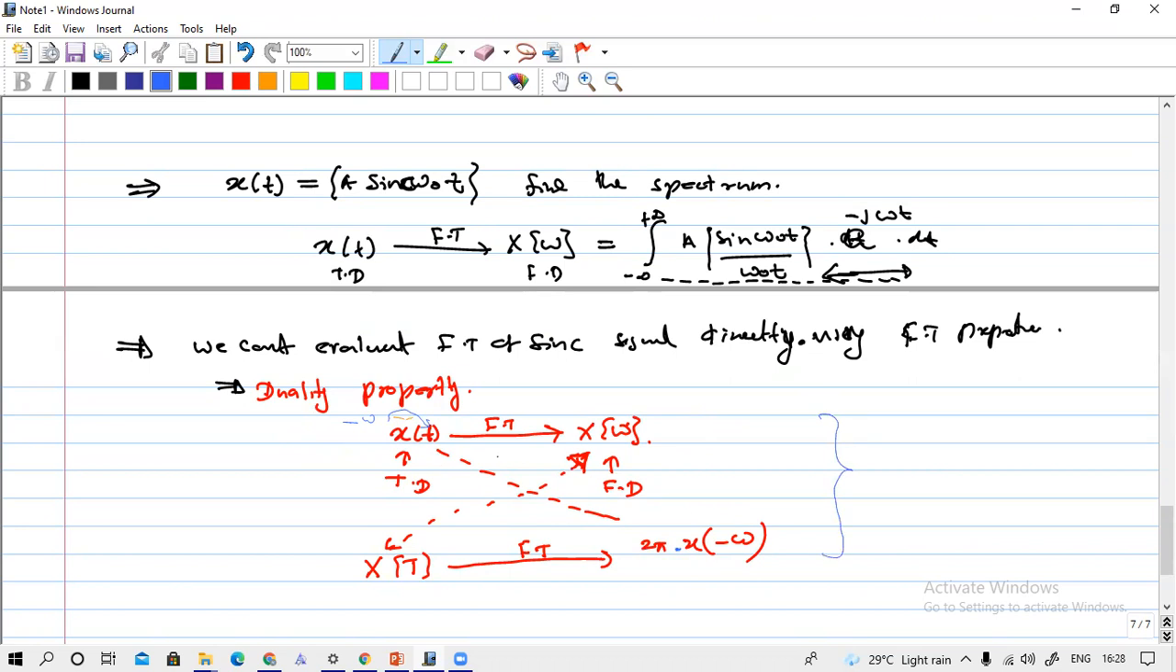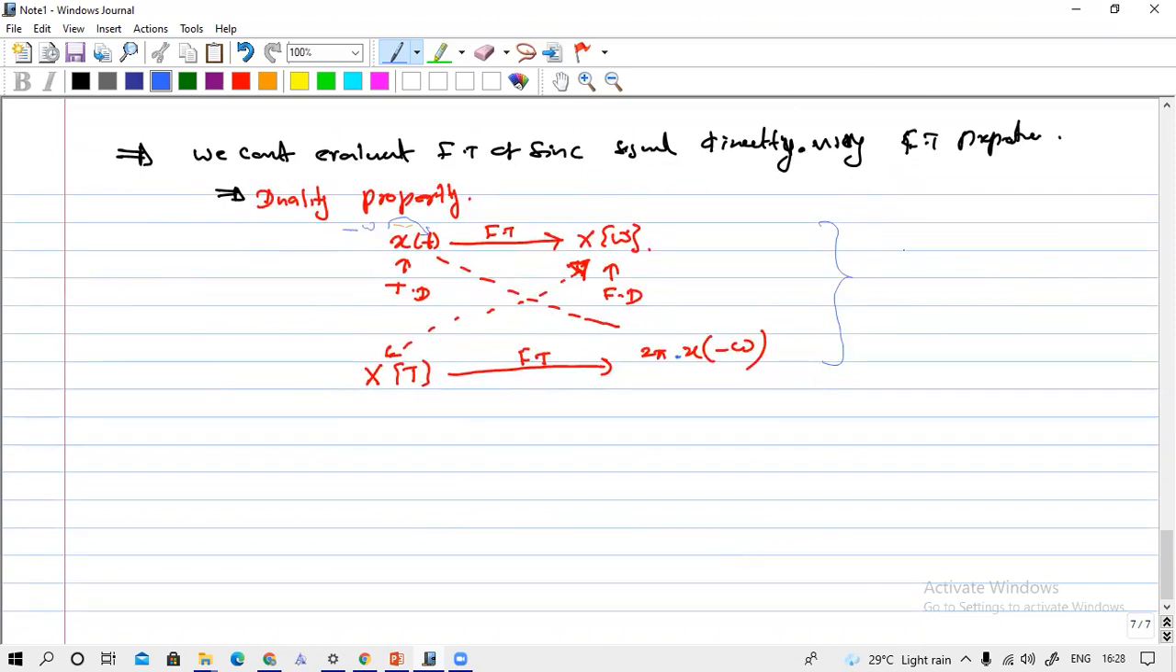So you can see that the Fourier transform of x(t) is capital X(omega), and if we have the signal capital X(t) and get its Fourier transform, we have 2 pi x(minus omega) simply.